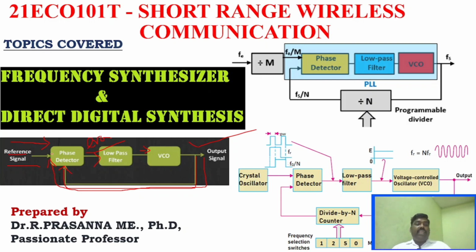Initially there will be more error signal, because at first there is no feedback, it is a zero signal. Once the VCO generates a signal, that will be given as feedback here. So the difference between the reference signal and this VCO signal will be more, so the error will be more, and based upon that it will generate the VCO. So next time the error will be reduced, right? And next time again the error will be reduced.